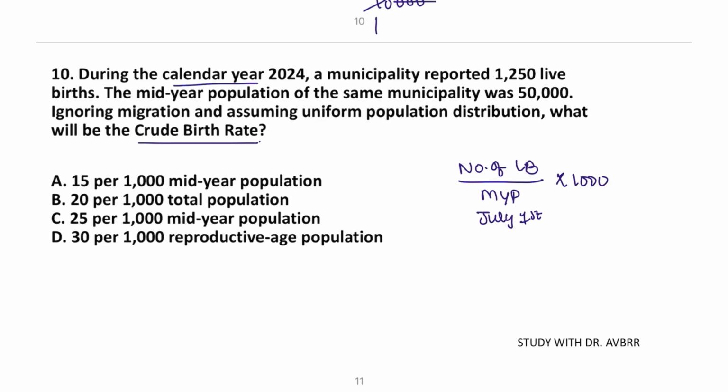So let's see. Calendar year 2024. Total live births is 1250. Mid-year population of the same municipality was 50,000. Ignoring migration and assuming a uniform population. Let's apply this. 1250 by the mid-year population 50,000, into 1000. So again 1000 cancels, and 1250 by 50 will be around 25 you are going to get. The answer will be around 25 only.